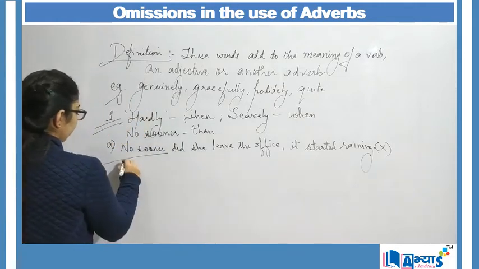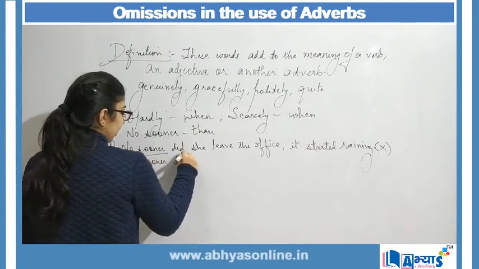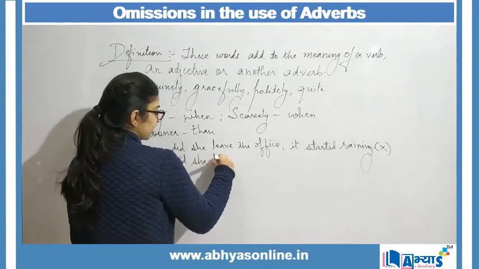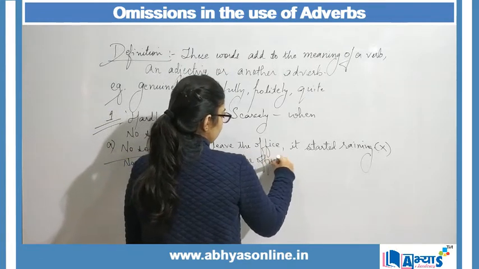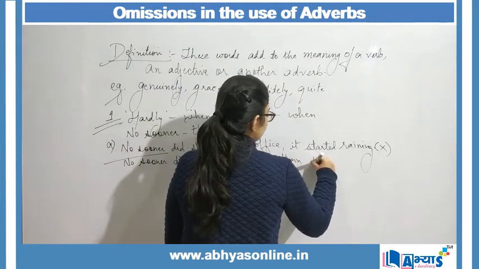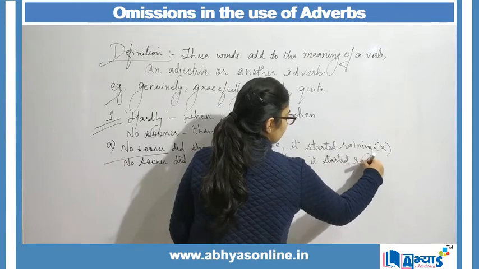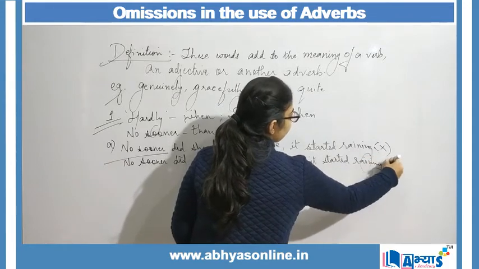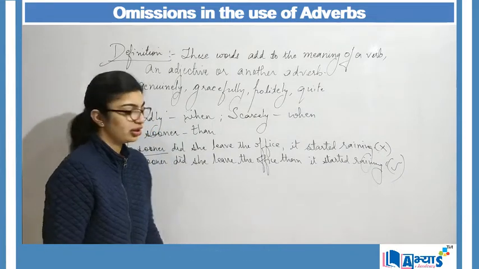I will say, no sooner did she leave the office than it started raining. No sooner is used with than. And this makes my sentence the correct one.